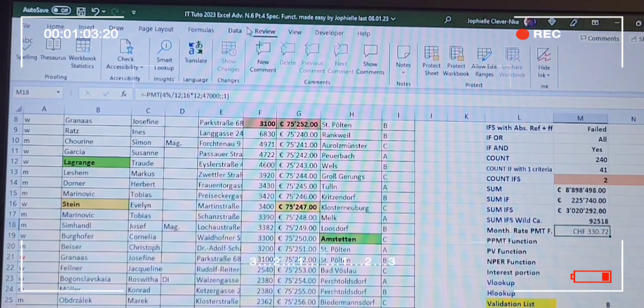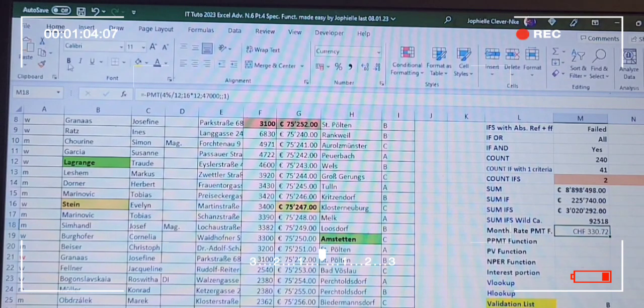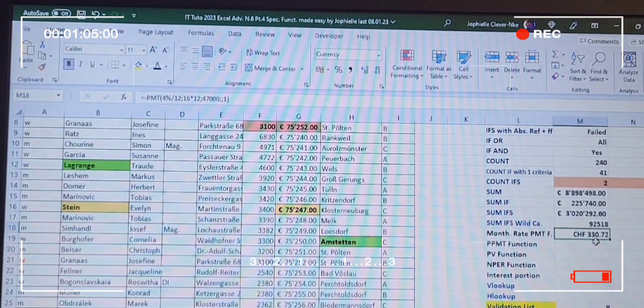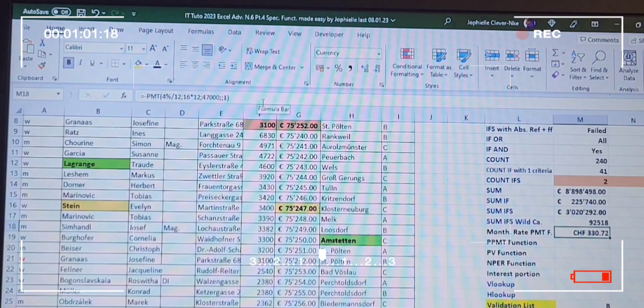Let's bold this one again. Home. Okay. So our payment is going to be 330 Swiss francs. This is our monthly rate. This is how you calculate it. And just remember that it's always going to be the same pattern.